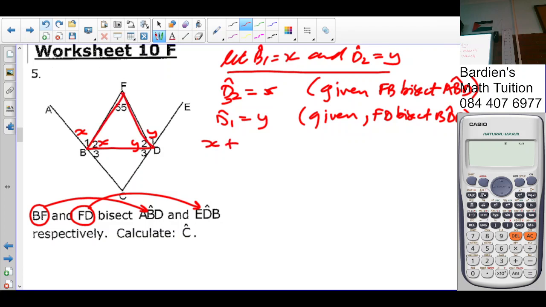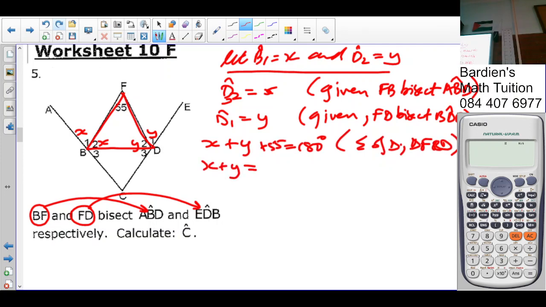So X plus Y plus 55 is equal to 180. Why? Sum of angles in a triangle, that is in triangle FBD. So X plus Y is equal to 180 minus 55, which is 125 degrees. So X plus Y is 125. Okay, just keep that in mind.